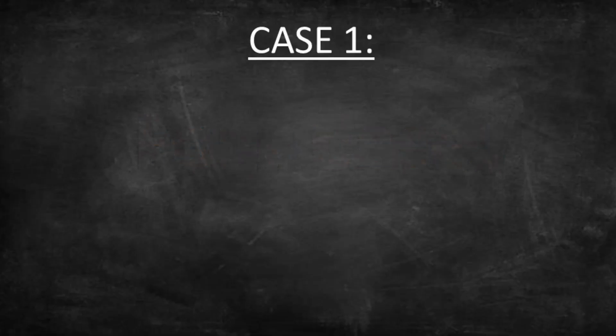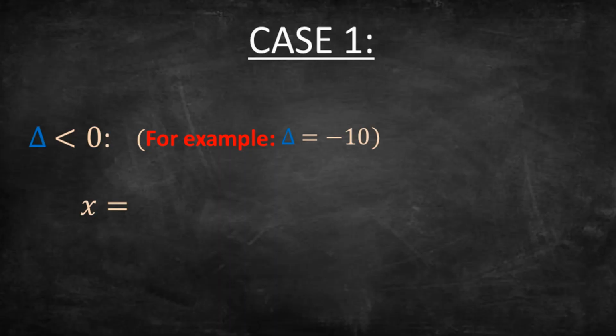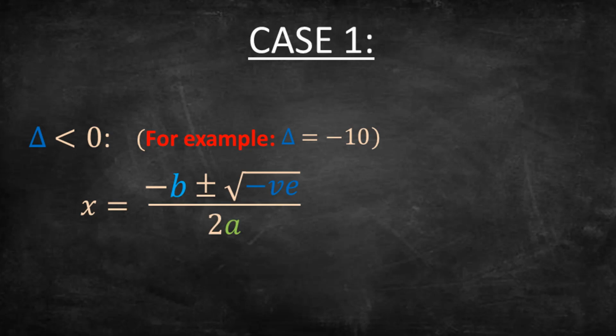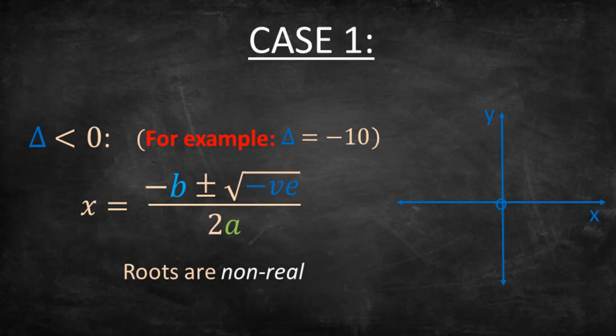The first case is when delta is less than 0 or negative. For example, when delta is equal to negative 10. In this case, x, the roots of the equation, will be given by negative b plus or minus the square root of a negative number all over 2a. We know that the square root of a negative number is non-real. So in this case, the roots will be non-real. In other words, they won't exist. When we draw a graph of the quadratic equation, which is a parabola, we see that in this case, the graph doesn't touch or intersect the x-axis.